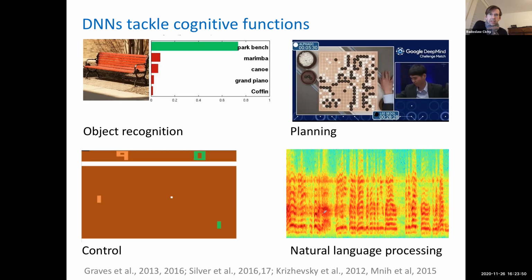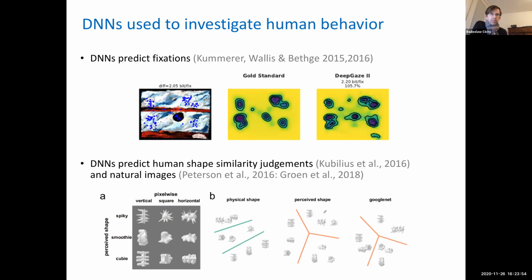DNNs do not only tackle important cognitive functions for us, but they are also used to investigate human behavior. For example, they can predict where you're going to fixate on an image better than, I think, any other algorithm. Here on the left, for example, you see an image and these dots are where people usually look. From this, you can get the human gold standard. And then you can show that a deep neural network, for example, here DeepGaze 2 at this time point, is approximating this gold standard better than any other algorithm.